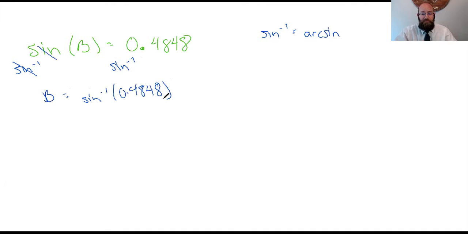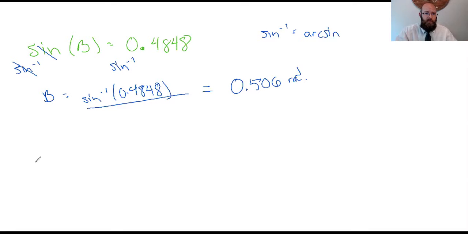On the right, I have inverse sine or arc sine of 0.4848. Awesome. So now I literally type this into my calculator. I've had some issues with this in the past. Students, please don't email me about this. Literally type that into Google or your calculator: second button, sine, 0.4848, end parenthesis, enter. Done. The answer here in radians is 0.506.